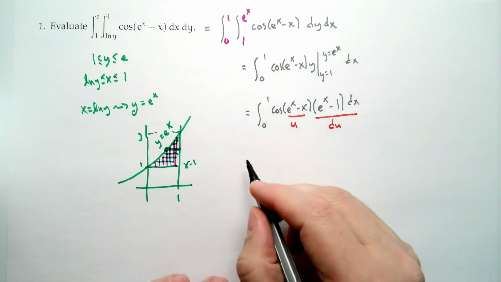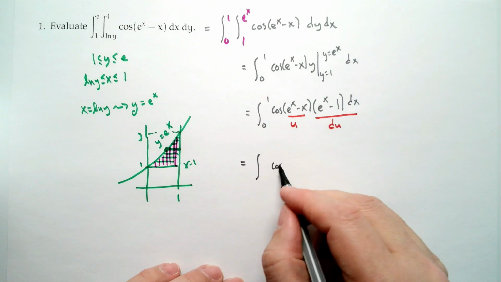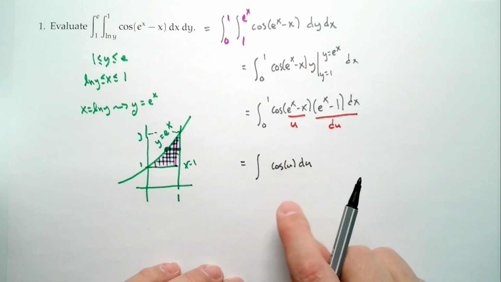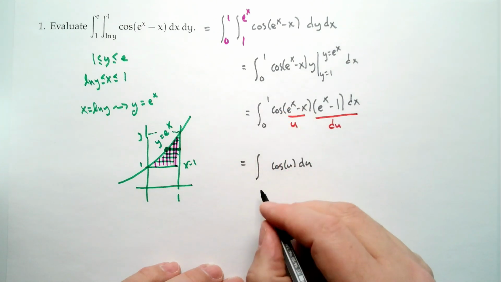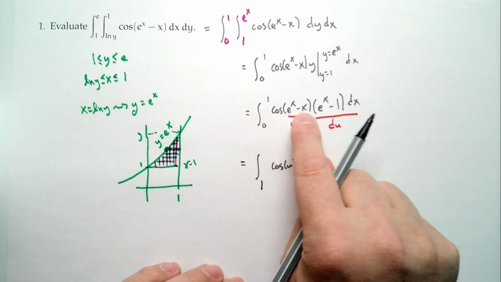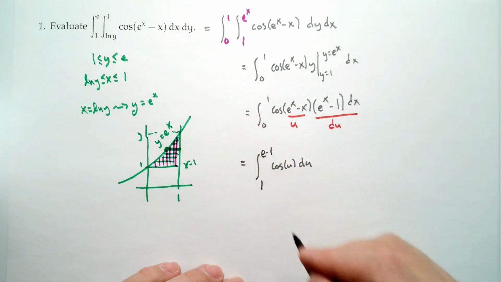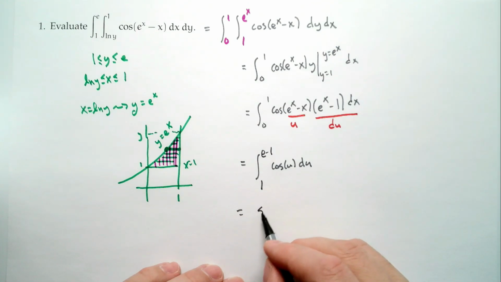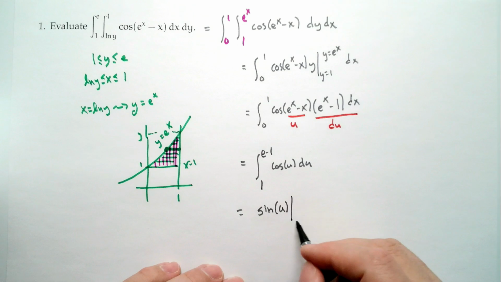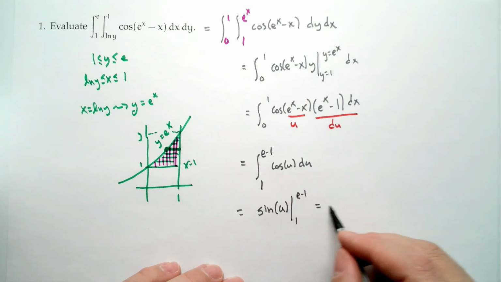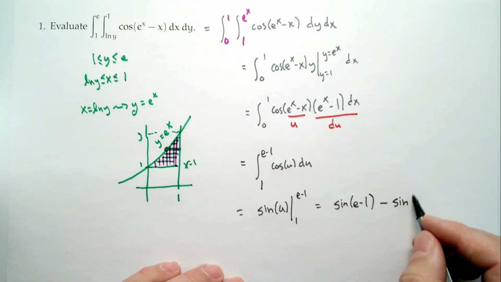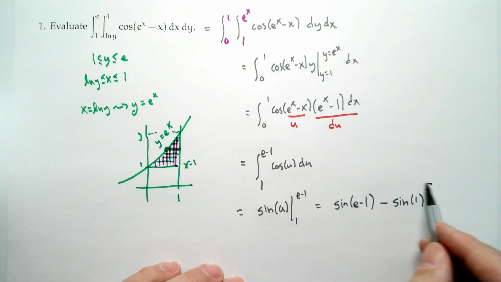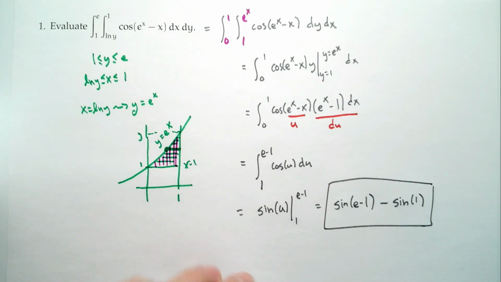So this is going to become the integral of cosine of u du. But we've got to do our bounds. So plug in 0. e to the 0 minus 0 is 1. e to the 1 minus 1 is e minus 1. The integral of cosine is sine. So sine of u, evaluated from 1 to e minus 1, which gives us sine of e minus 1, subtract sine of 1, also known as our final answer. Really can't do much beyond that. And there you go. What a fun problem.